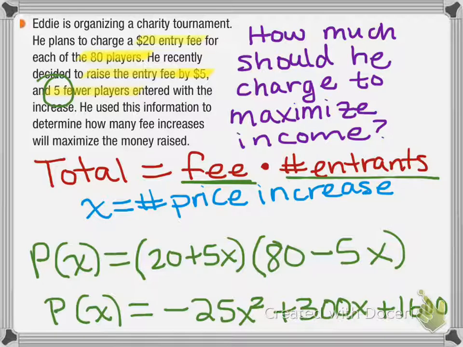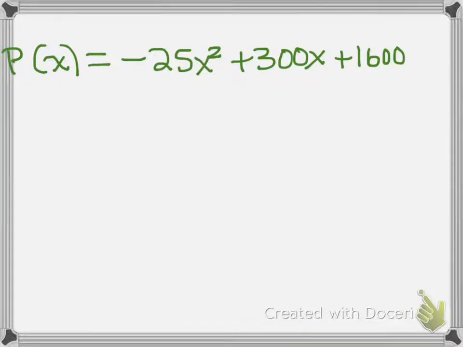And so thinking about parabolas, the maximum income is going to be at the vertex, right? And so x would be the number of price increases he can have on that original price to maximize income. So we're going to try and find the vertex of this quadratic. Okay, so let's look at that quadratic. P of x equals negative 25x squared plus 300x plus 1600.